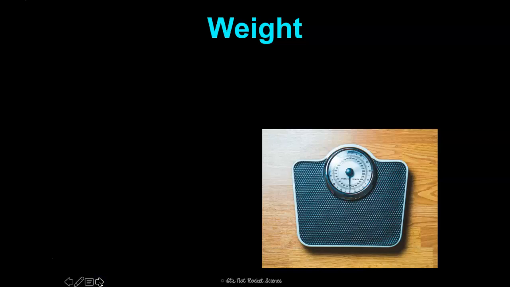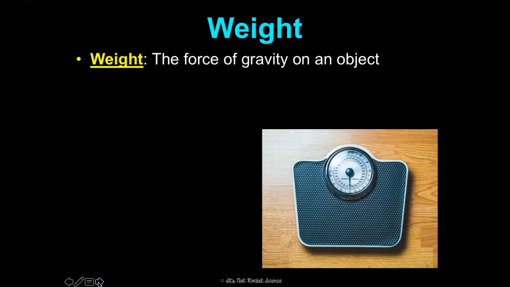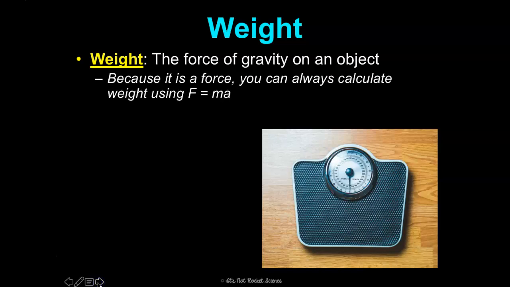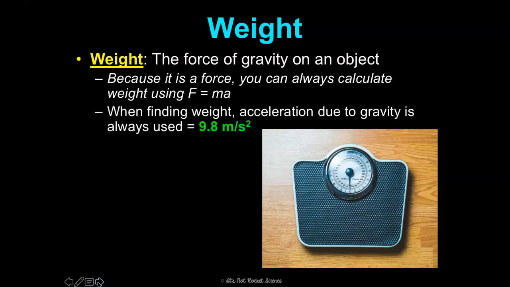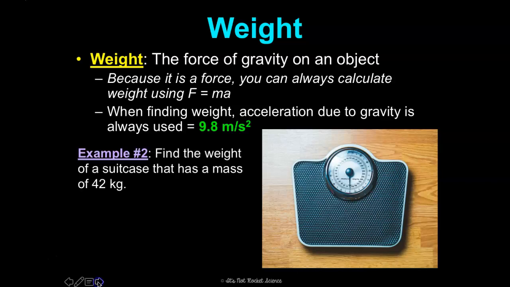Now we're going to talk about weight. Weight and mass are not the same thing. Weight actually measures the force of gravity on an object. So because it's a force, you can always calculate weight using force equals mass times acceleration. And when finding weight, acceleration due to gravity is always going to be used. So it's always going to be 9.8 meters per second squared if you're trying to figure out the weight of an object.